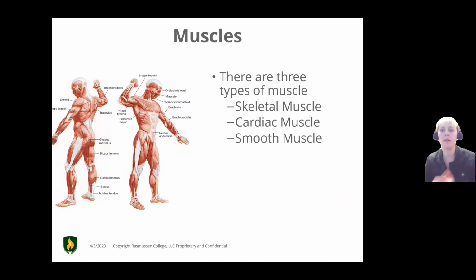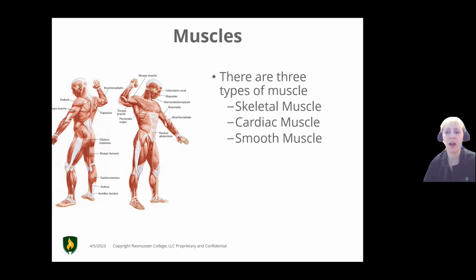Muscles are composed of contractile cells or fibers that provide movement of an organ or a body part. Muscles contribute to our posture. They will produce body heat and act as a protective covering for internal organs. Muscles make up the bulk of your body, and there are three types of muscles in our body: skeletal muscles, cardiac muscles, and smooth muscles.